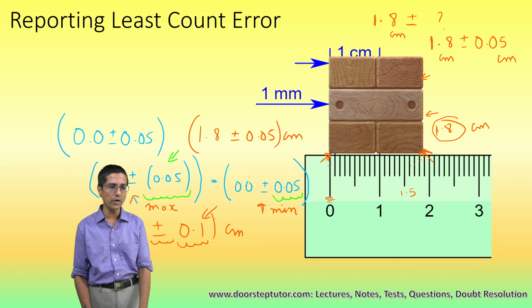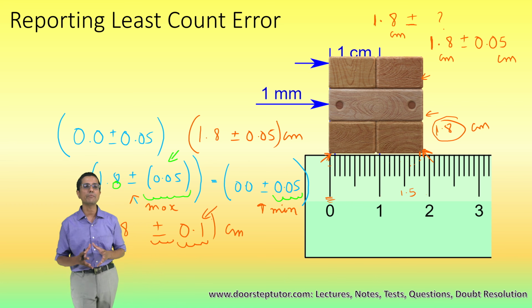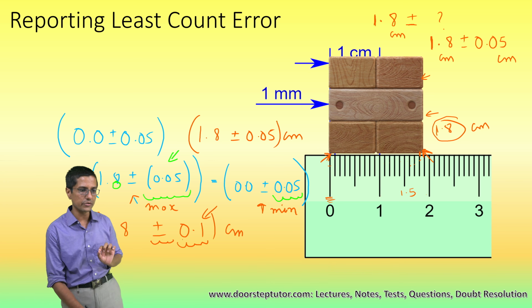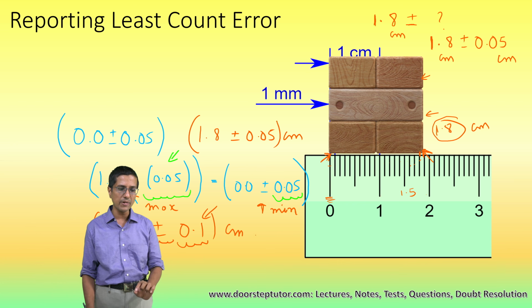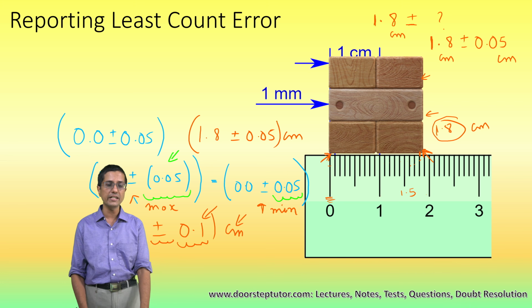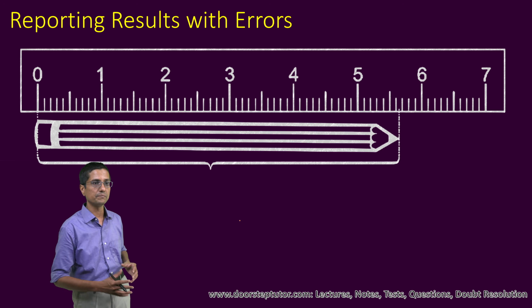So this is very, very important in all your measurements. When you are doing the measurements, this is how you have to report the results. You write the reading, and then you add plus minus the least count of the instrument after that reading, and then you write the unit, whether it is centimeter or millimeter, whatever.